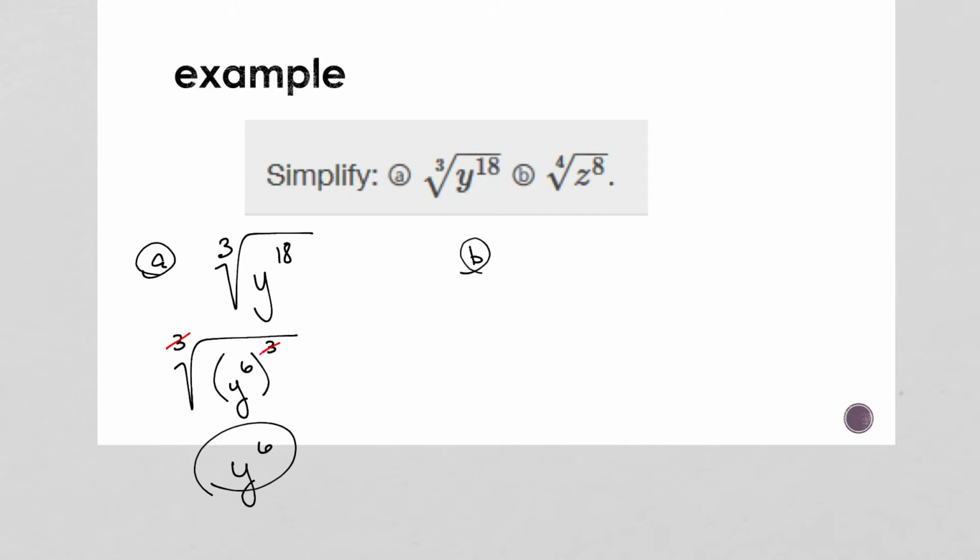On B, we want the fourth root of z to the 8th. And don't forget, we want this 4 in the index to cancel something right there, right? So what would have to go up here in the exponent in order for this to be an 8 right there? It'd have to be a 2. Okay, so I've got z squared to the 4th power. Remember, your power raised to a power gets multiplied. So this 4 right here cancels this 4, and I am left with z squared.